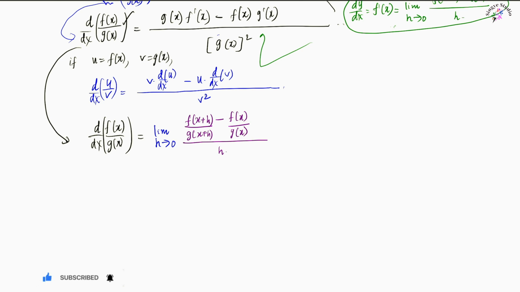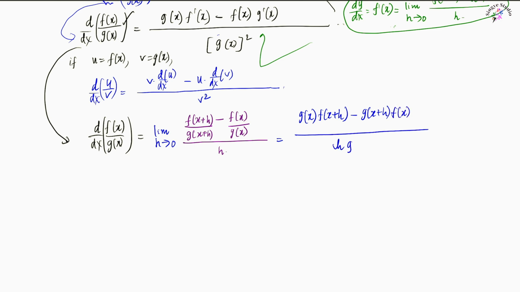Now we can modify this function by finding the common denominator. For this, the common denominator will be g of x plus h times g of x. So we can modify this expression as g of x times f of x plus h, minus g of x plus h times f of x, all divided by h times g of x plus h times g of x. We have just found the common denominator.